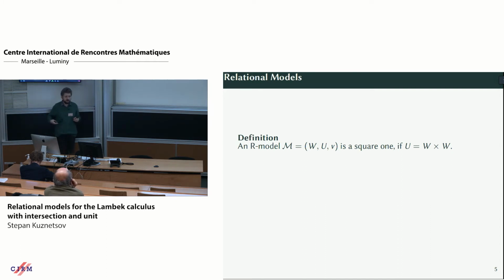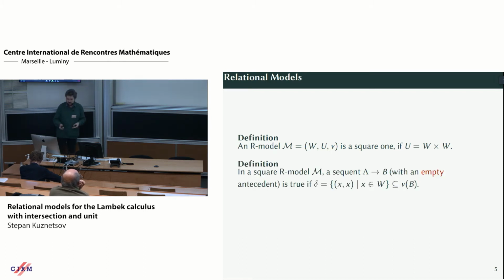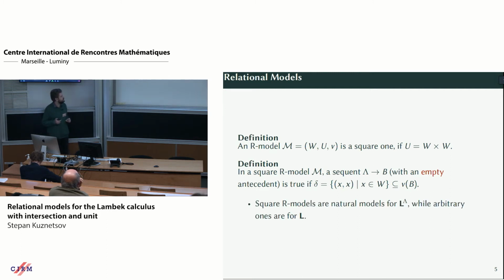So here the universal relation should be just the real universe. So it means that it should be W times W. And in this situation, we can define a truth for a sequent with an empty antecedent also. It means just that the diagonal relation should be included in the relation for B. So the diagonal relation is a natural, say, unit of relational algebra. But today, we will have other units. And these are natural classes of models.